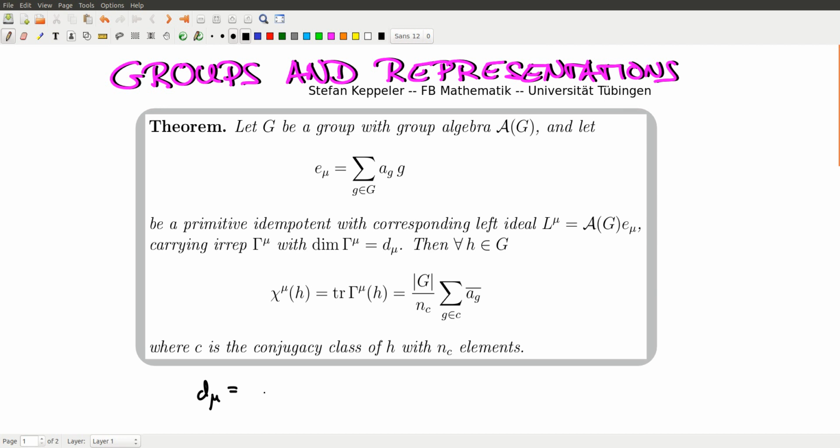know the dimension of the irrep, because the dimension of the irrep, that's just the character of the identity. And if we look at this formula here, in the case of the identity, the sum has just one term because the identity is a conjugacy class of its own. So this N_C here is 1. We just get the order of the group and then the coefficient of the identity complex conjugated.